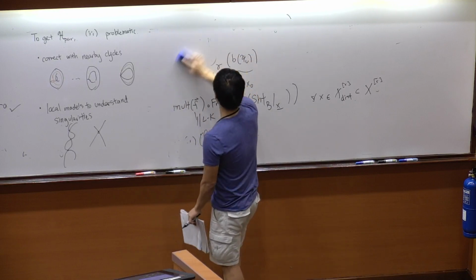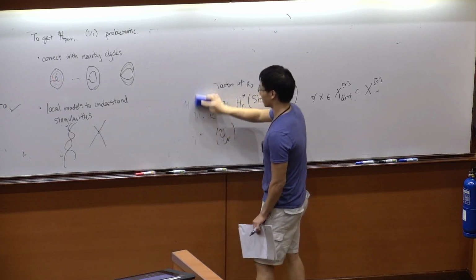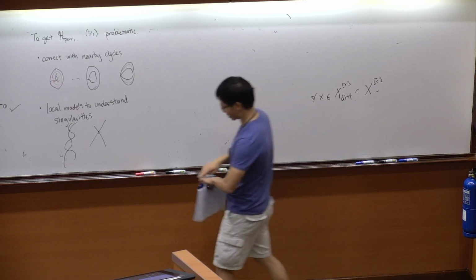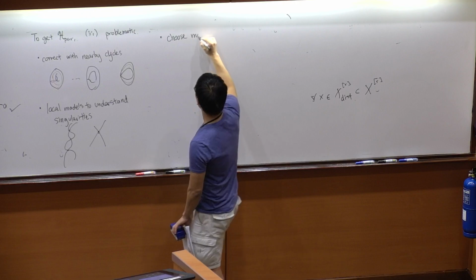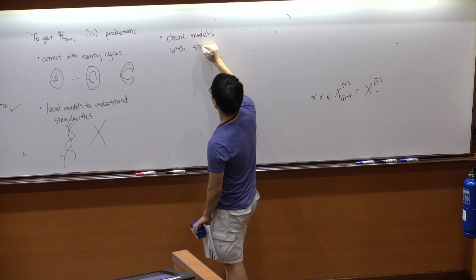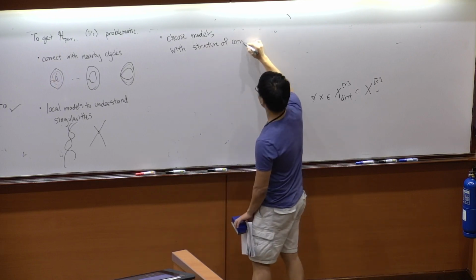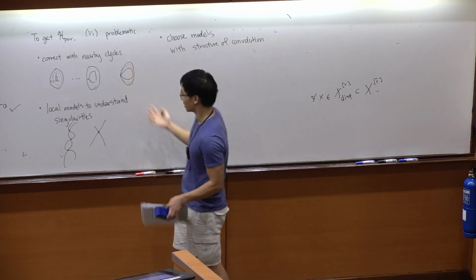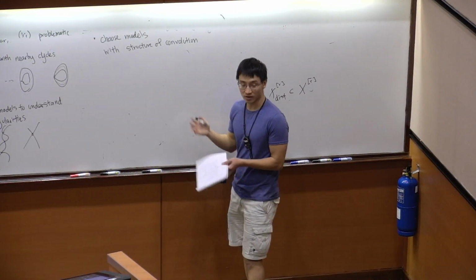And so maybe another important property to have about these local models is that they have additional algebraic structure. So you choose these models with the structure of convolution, an additional algebraic structure. And the point is somehow that the way in which you change these sheaves is a reflection of singularities which are too complicated to describe quantitatively.